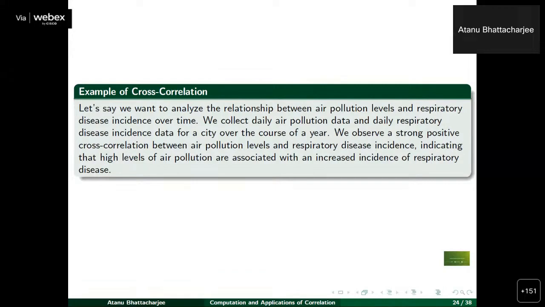Let's say we want to analyze the relationship between air pollution level and respiratory disease incidence over time. We collect daily air pollution data and daily respiratory disease incidence data for a city over the course of a year. We observe a strong positive correlation between air pollution level and respiratory disease incidence, indicating that high levels of air pollution are associated with increased incidence of respiratory disease. So that is a cross-correlation example.